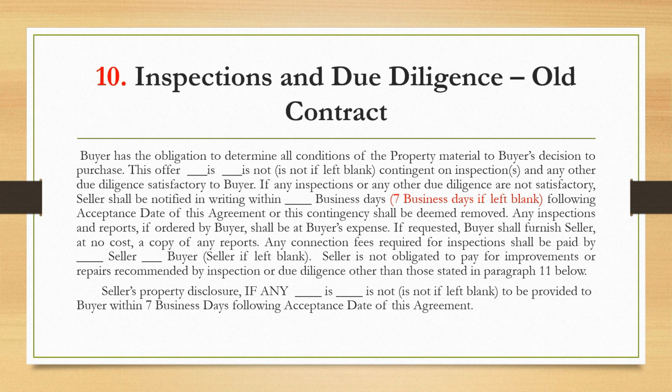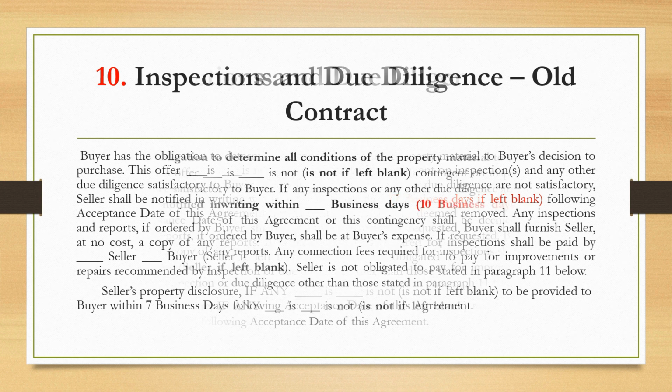All right, inspections and due diligence under the old contract was paragraph 10, as you see I've highlighted in red there, and the due diligence period was 7 business days if left blank as our default, as far as how much time you had to conduct your due diligence inspections and so forth.